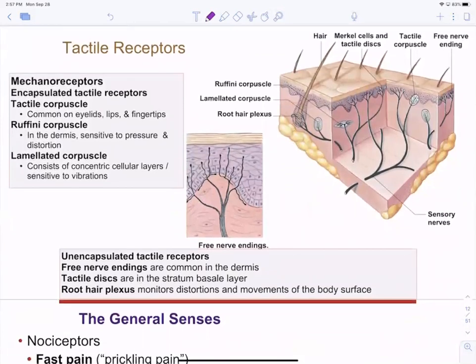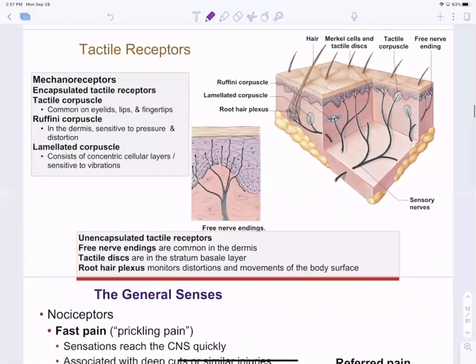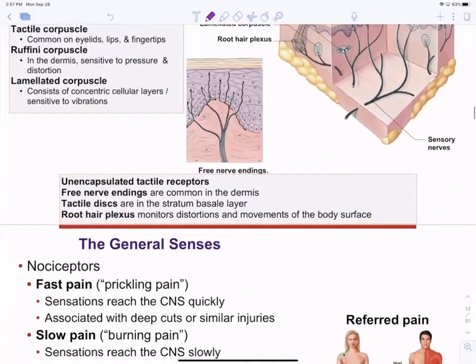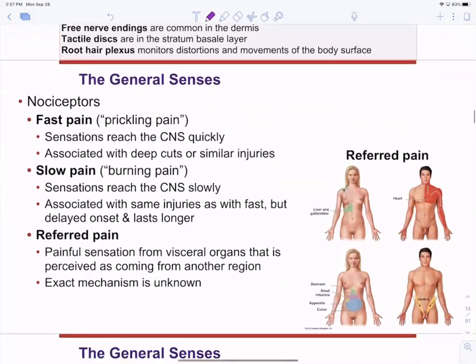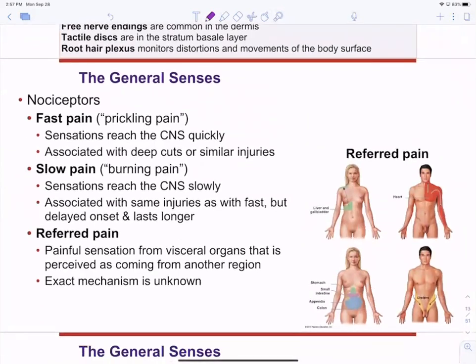Tactile receptors are mechanoreceptors. They respond to physical distortion or stretch. And again, nociceptors can be different types, right? So sometimes a physician will ask you, is it a burning pain? Is it a stabbing pain? Is it a throbbing pain? They're trying to kind of figure out what's going on.